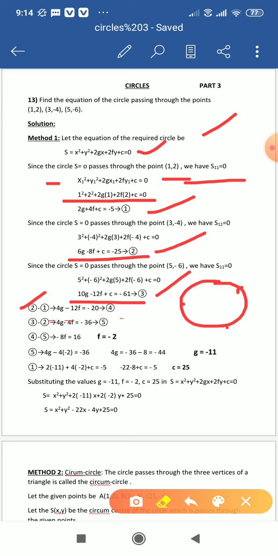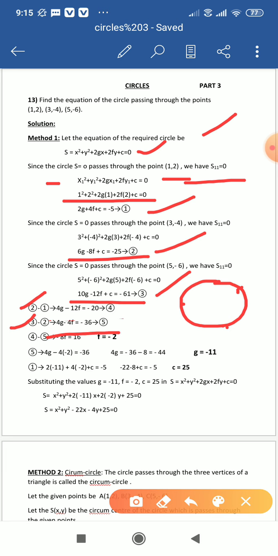Now take equations 2 and 3. Subtract 2 from 3. In the third equation, 10g minus 6g is 4g. Minus 12f plus 8f is minus 4f. Minus 61 plus 25 is minus 36.